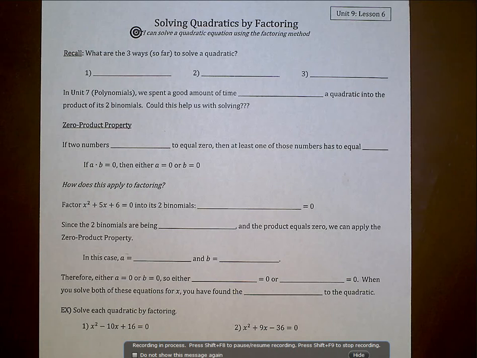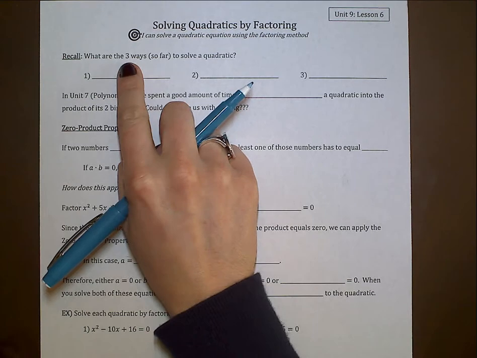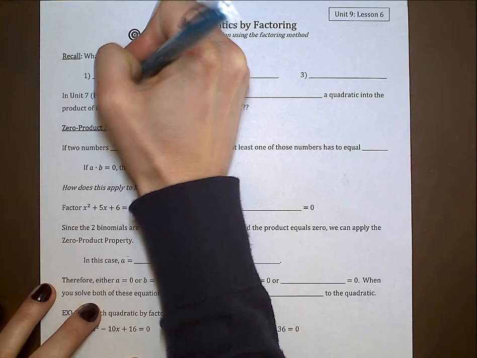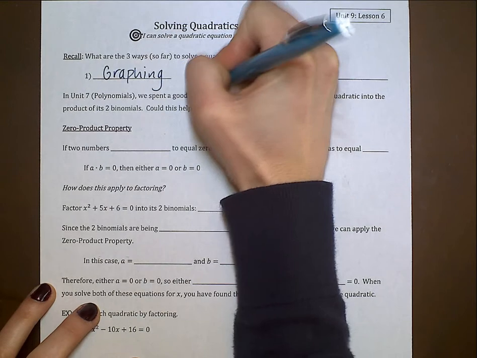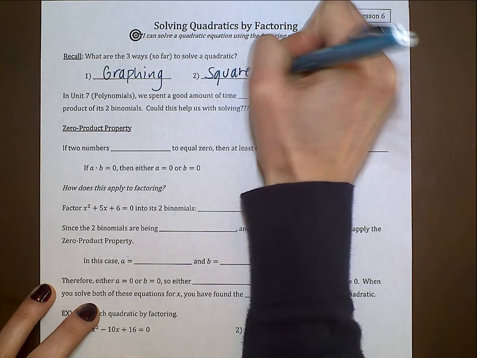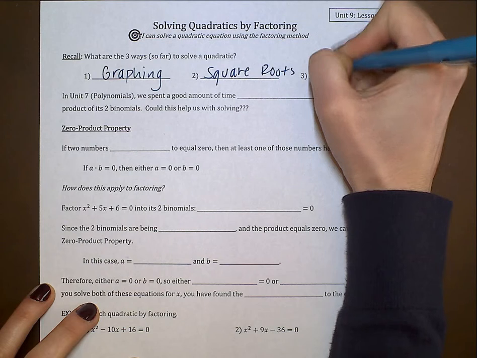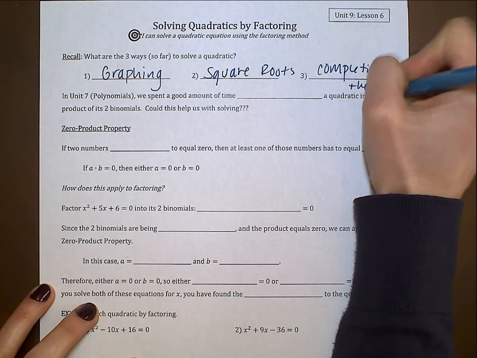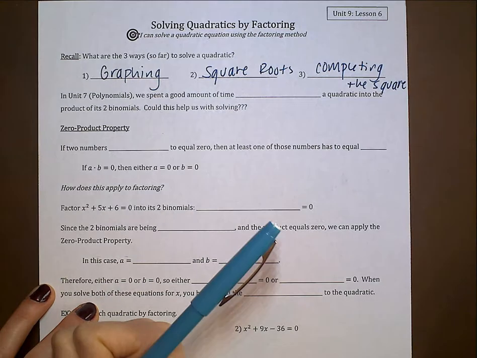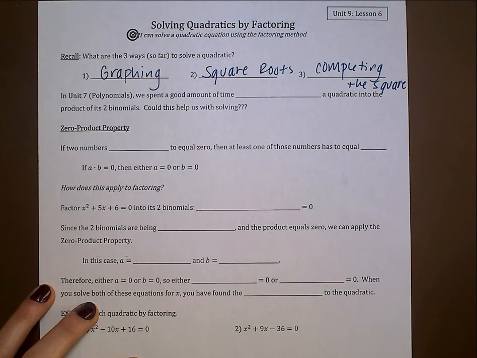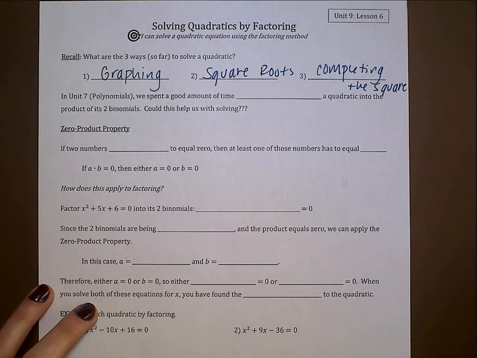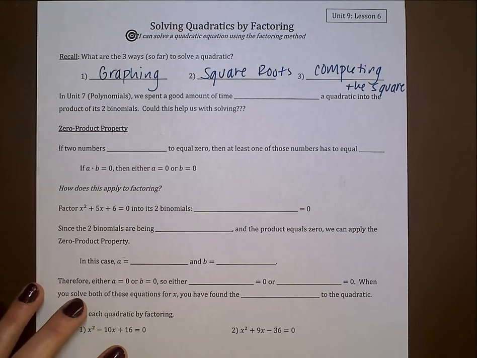Welcome back. So far, guys, we have learned 3 ways to solve a quadratic. We've done graphing, square roots, and then last time we did the method called completing the square. So those are the 3 we've known so far. And I told you a few lessons ago there are actually 5 different methods, which is a little extra, but hey, that's okay.